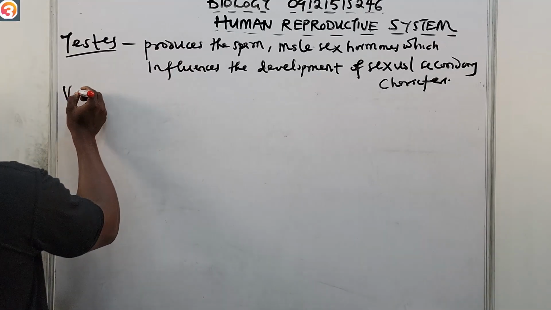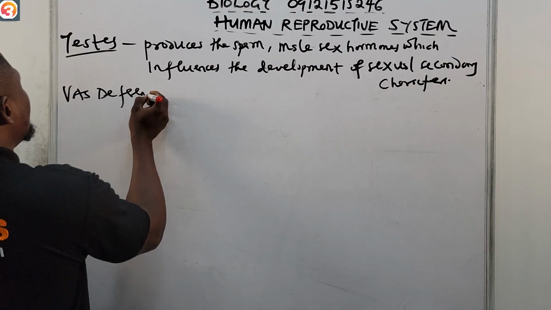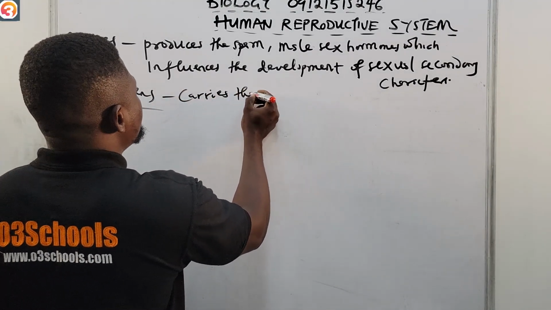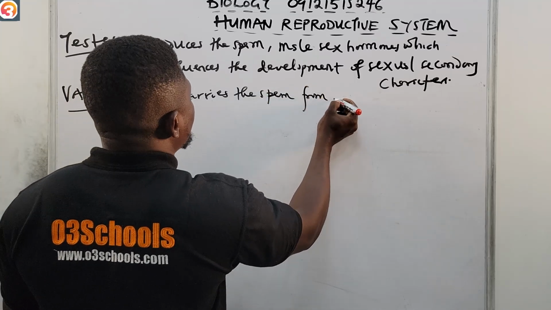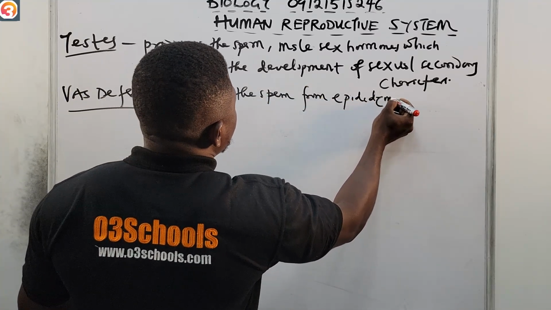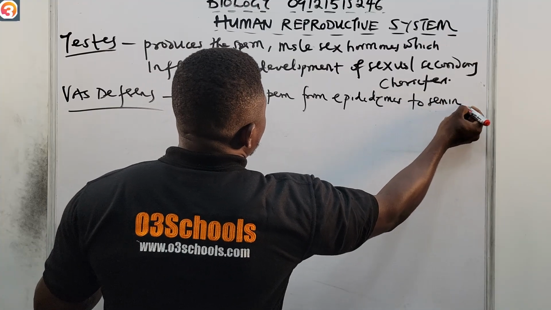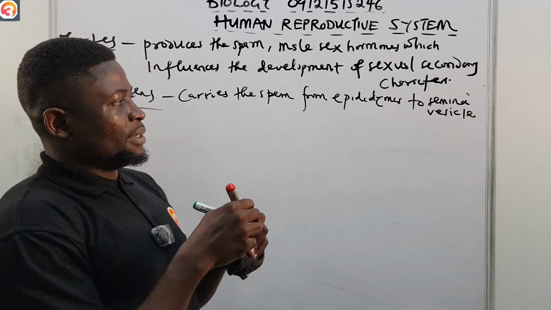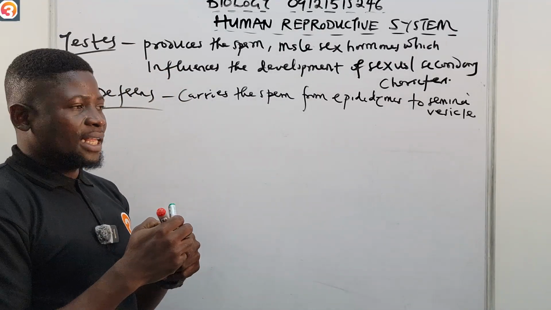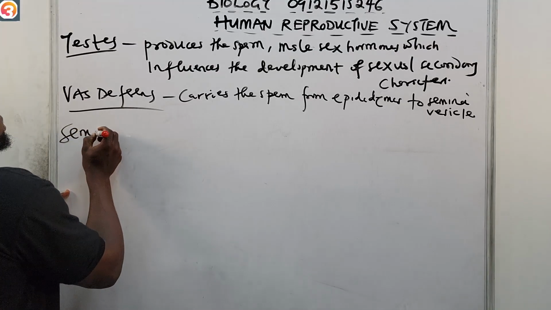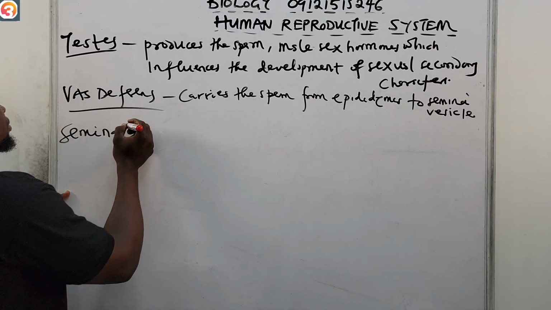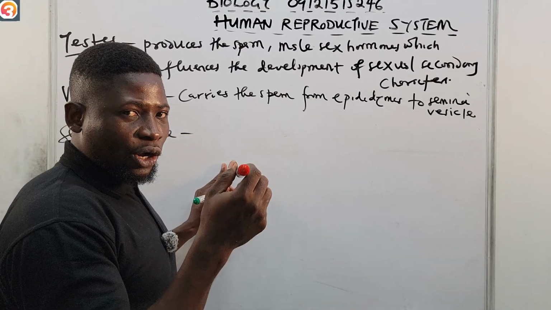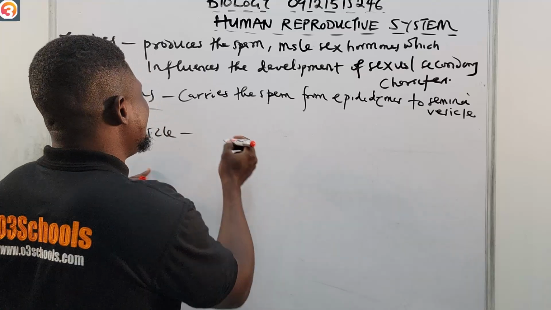Then number 2, we have the vas deferens. This one carries the sperm from the epididymis to the seminal vesicle. Then the seminal vesicle itself secretes seminal fluid.